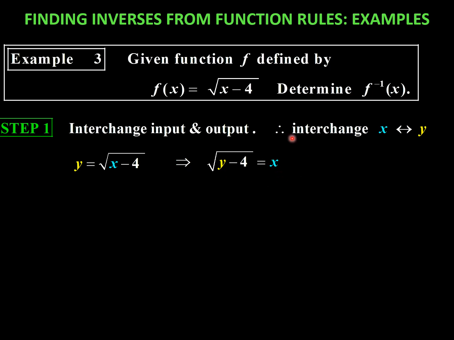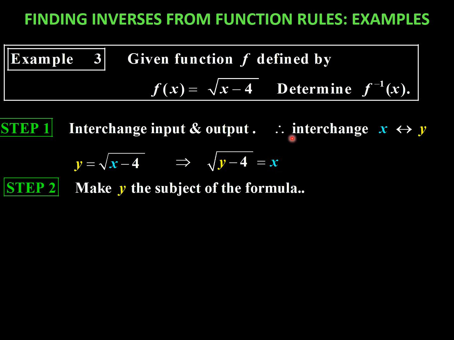Better to put the x at the end there, makes this next step much easier. So I have that there. Now there are two operations: subtracting 4 and the square root. So which one do I do first? The one on the outside, which is the square root.